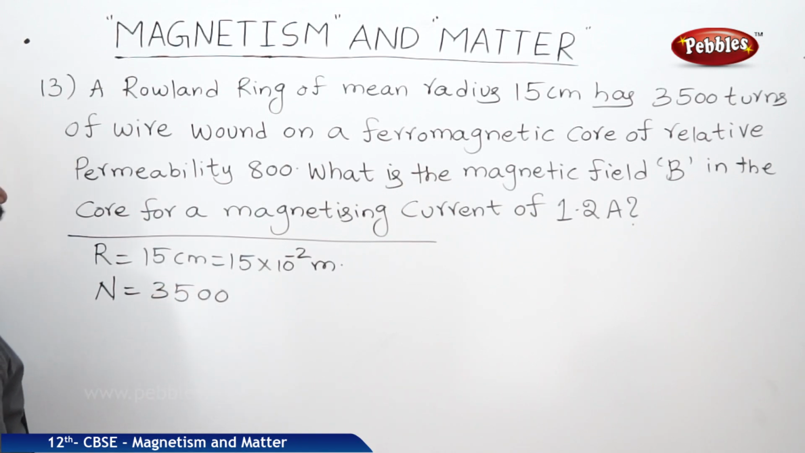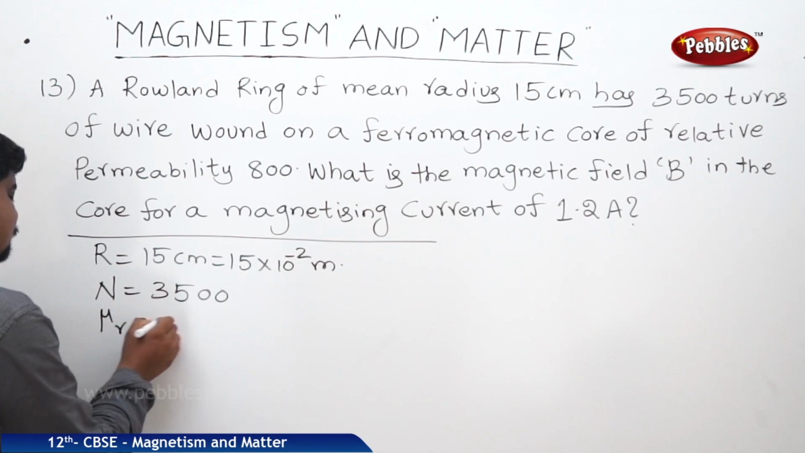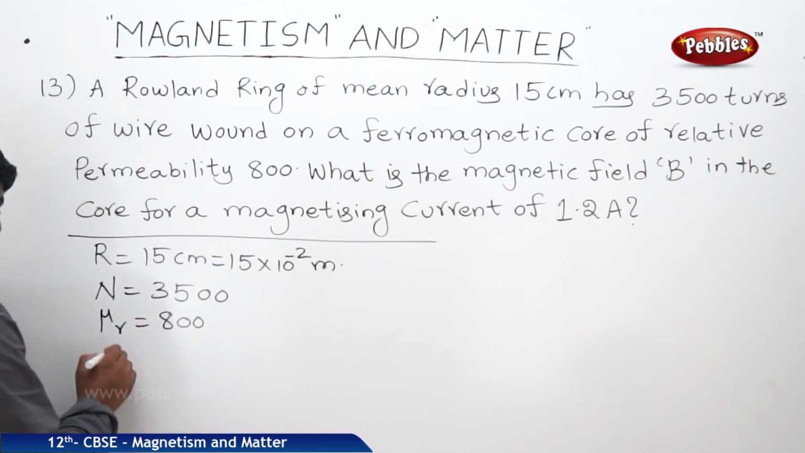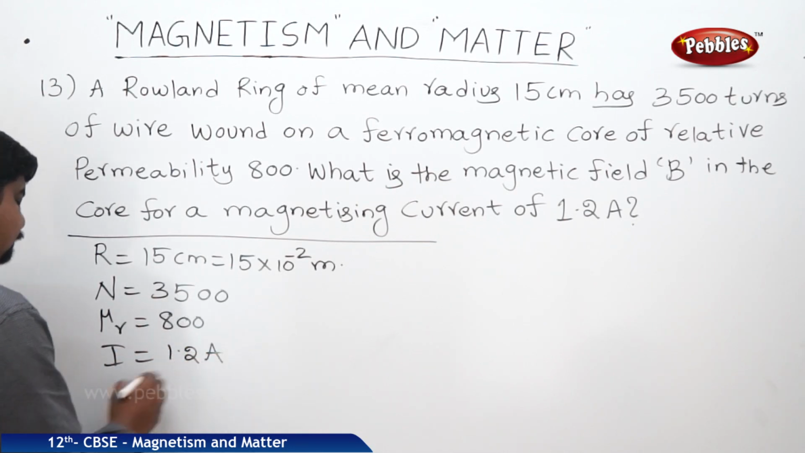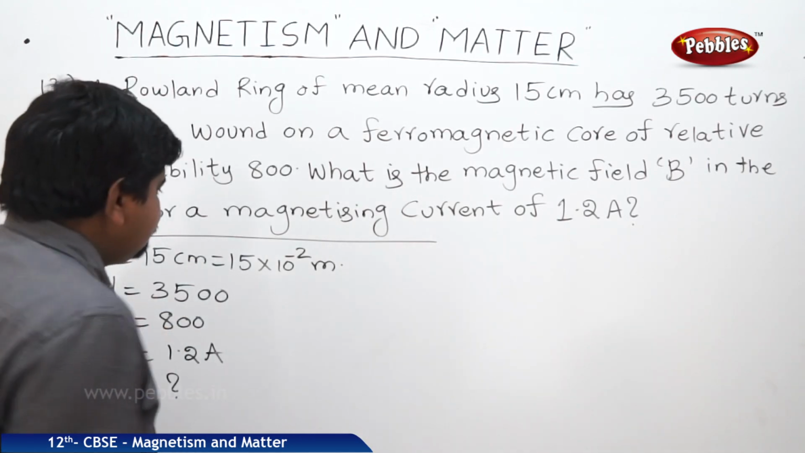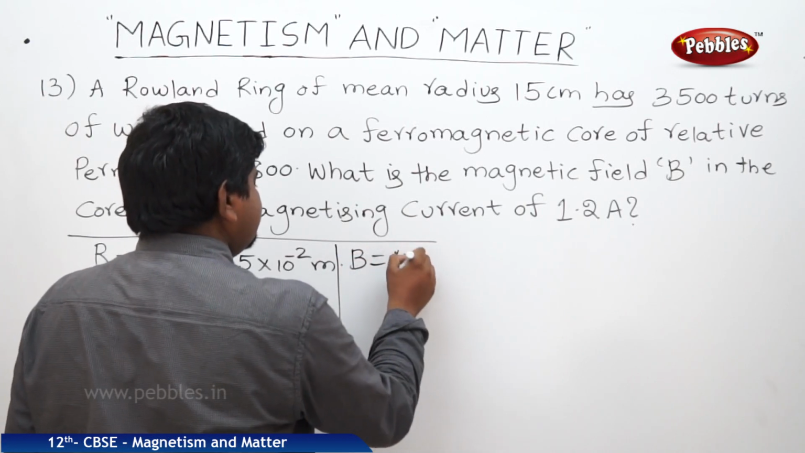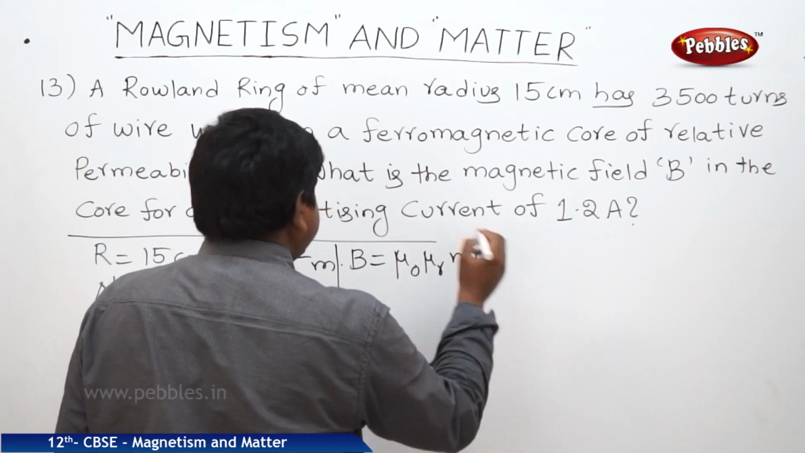Of wire wound on a ferromagnetic core of relative permeability mu R 800. What is the magnetic field B in the core for a magnetizing current of 1.2 amperes? So we should find out B. B is equal to mu naught mu R N I.